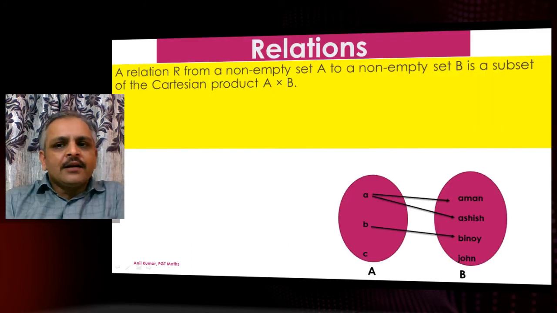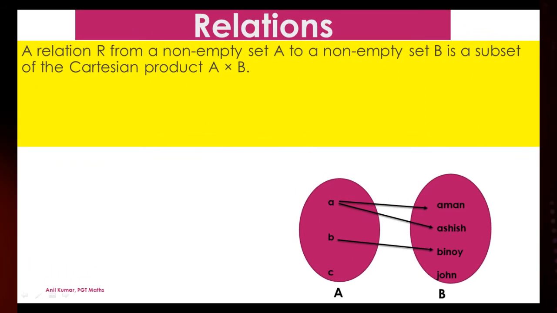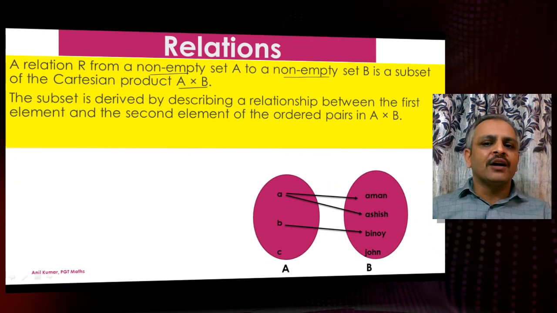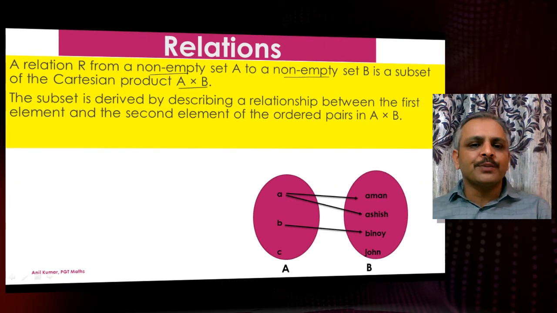So let's define the relation now. A relation R from a non-empty set A to a non-empty set B. That means the first thing is that A and B must be two non-empty sets. Is a subset of the Cartesian product A to B. So a relation is a subset of the Cartesian product A to B. The subset is derived by describing the relationship between the first element and the second element. That means elements of these two sets must be associated by some relation. So some relationship must be there.